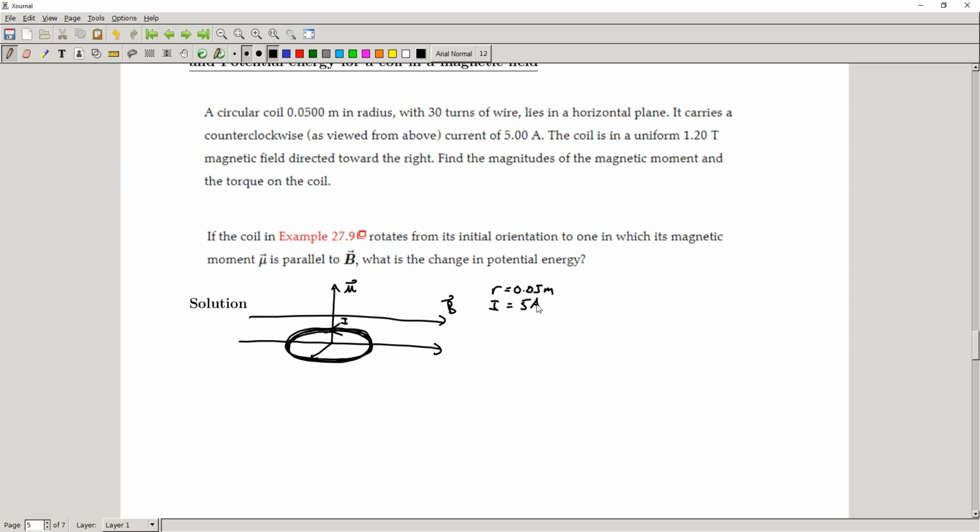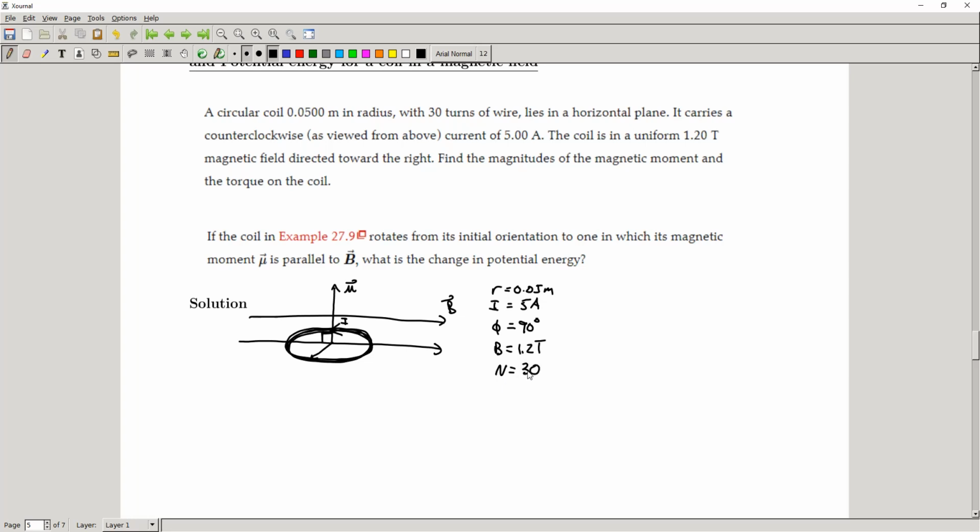Right, so counterclockwise as viewed from above. Okay, and what else do we have? We have our angle between our mu and our magnetic field. It's a right angle. We could have called it phi. Phi would be 90 degrees in this case. The magnitude of our magnetic field is going to be 1.2 Tesla, and we have an N. We have 30 coils, so our N is going to be 30.